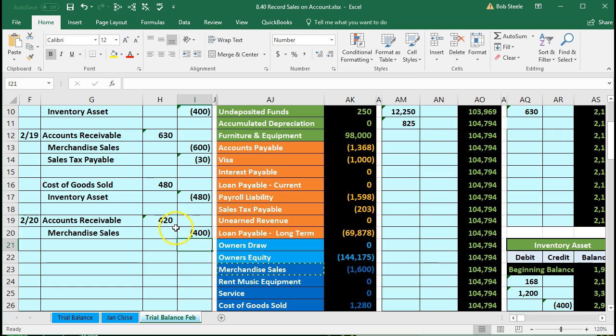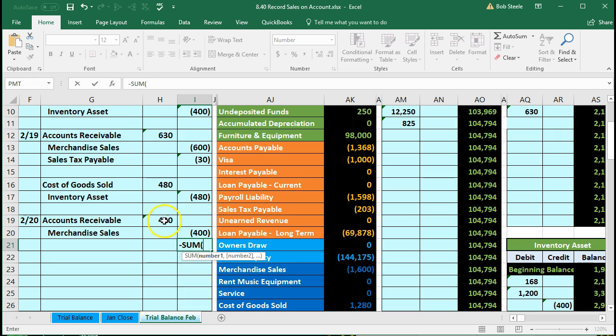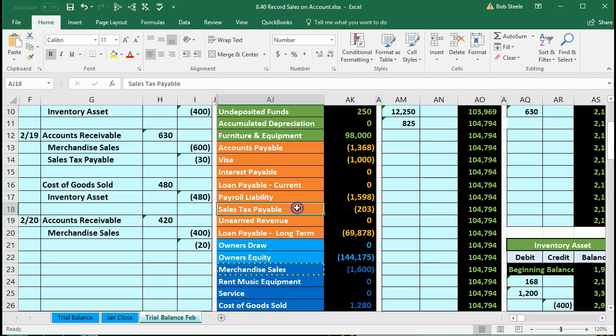The difference, 420 minus 400, means we need a credit of $20, that the sales tax payable. We're going to do that with the negative sum formula, the plug formula as I call it. Negative sum, technical term, double click and click those 4 items and enter. There's the 20. We are going to put that to the payable account for sales tax payable. There it is in AJ18.